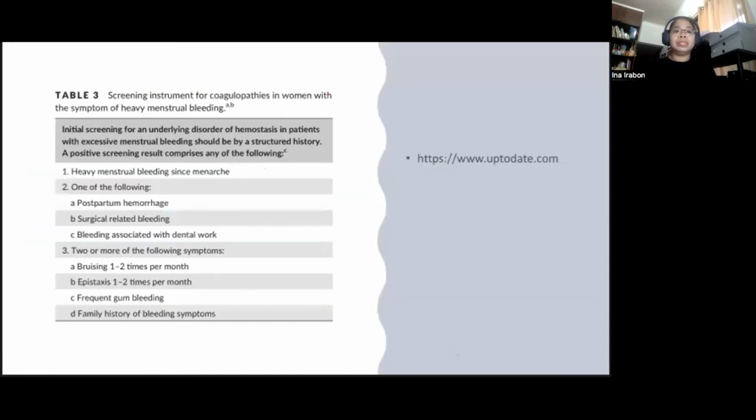Let me share with you a very useful screening tool that I use in my clinic, especially if I'm suspecting a patient to have some form of coagulopathy or coagulation disorder. This is a very simple screening instrument. You just have to ask the patient any of the following. Does she have a history of postpartum hemorrhage? Did she have any surgical related bleeding associated with dental work? Or is she manifesting two or more of the following symptoms? Does she have bruising 1 to 2 times per month, epistaxis 1 to 2 times per month, frequent gum bleeding, or a family history of bleeding symptoms?